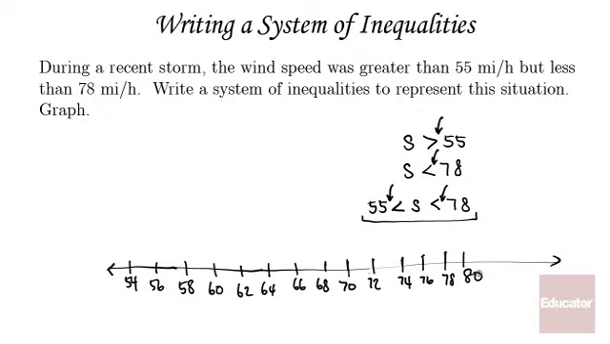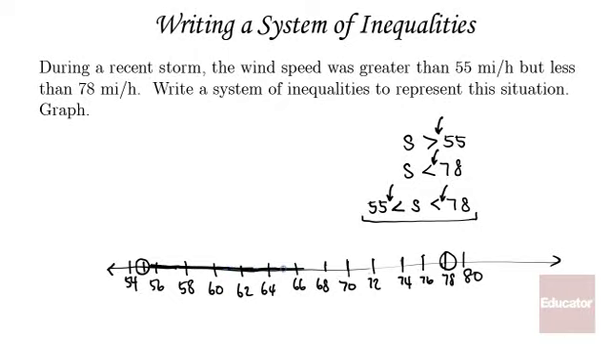So my greatest value is at 78, but not including 78, so my circle's open. And my smallest value is at 55, which I'm going to draw in here, but not including 55, so my circle is open. And then the wind speed can be anything in between these two values. So I'm going to color in everything in between these two values.